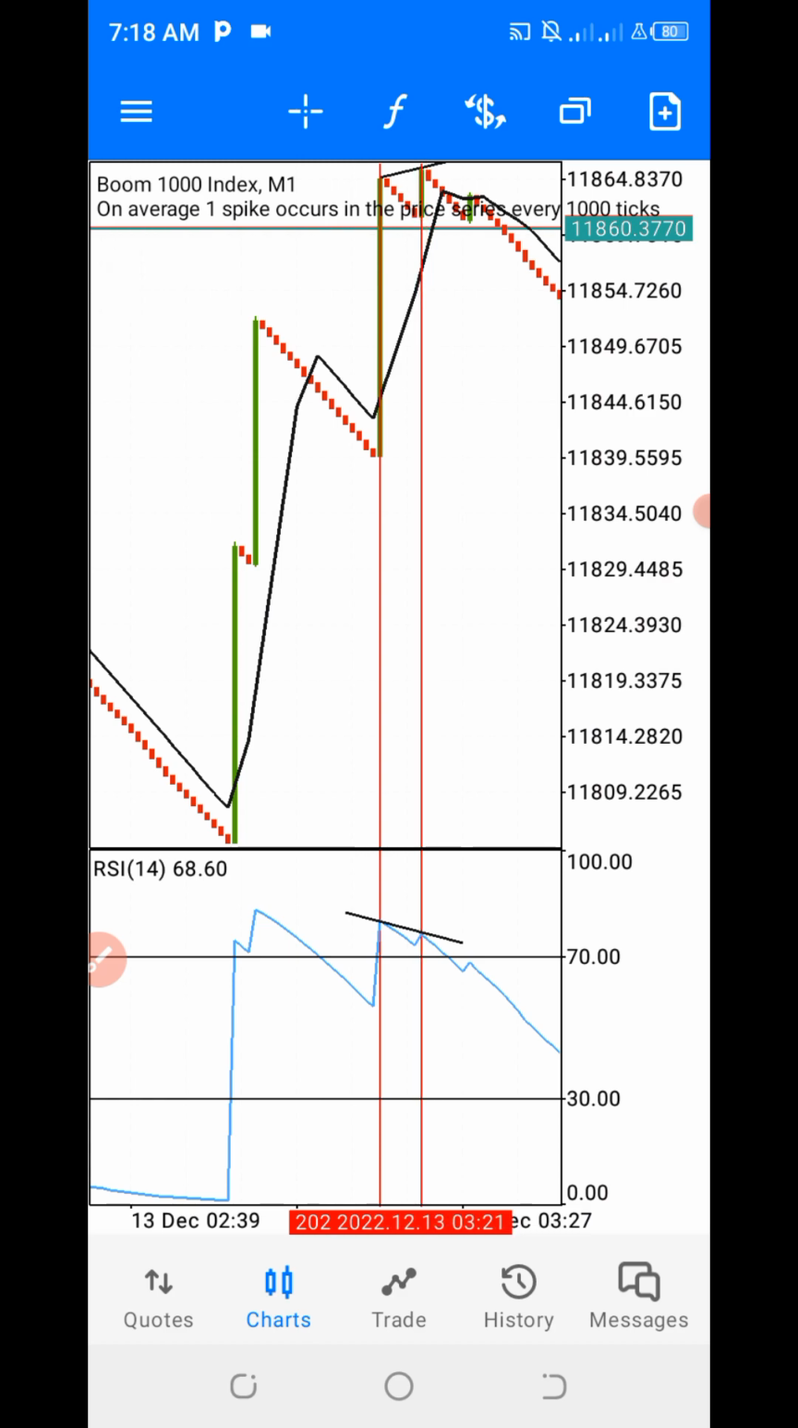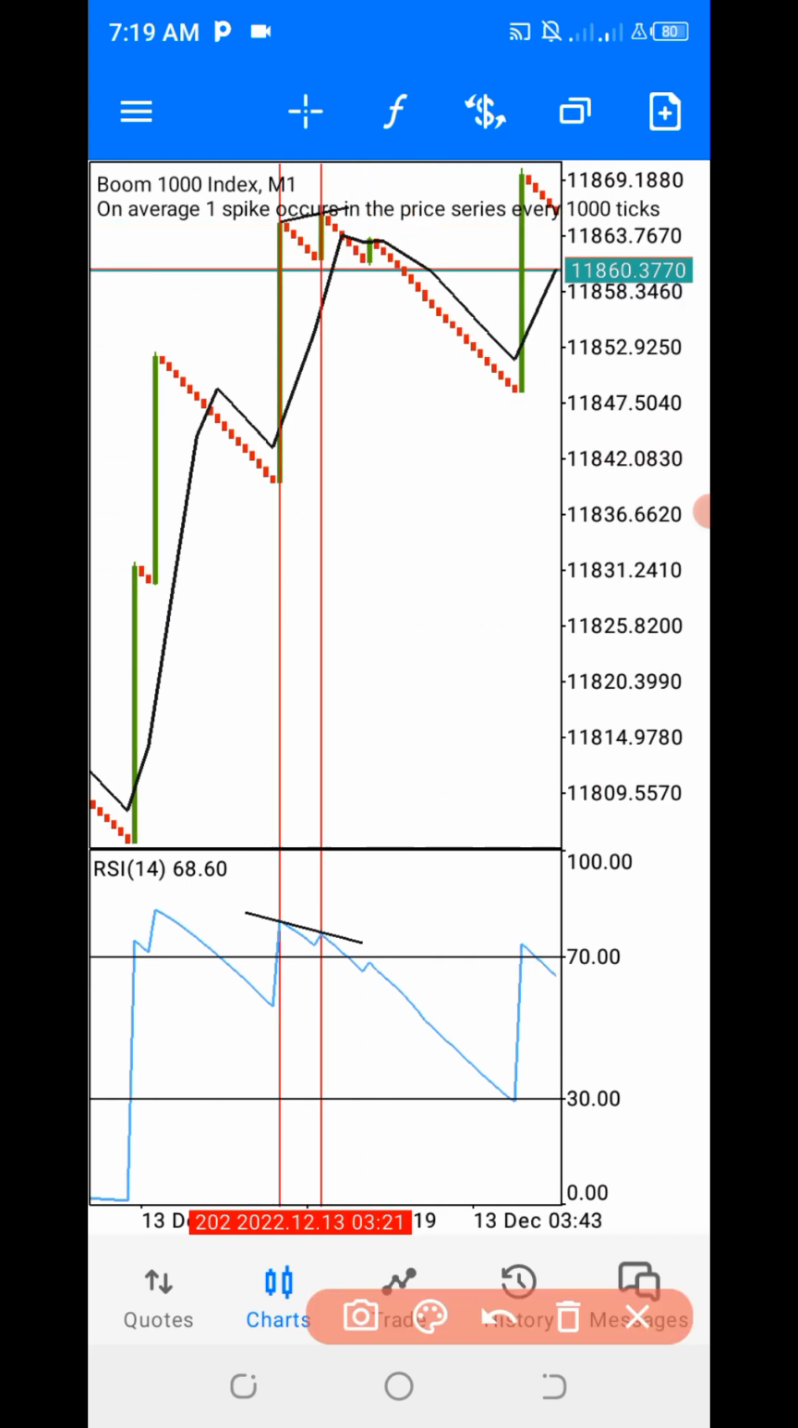So you enter after the price comes down, when the price is below this moving average, which is our moving average 10. You enter, and you take your 10 to 20 candles, and you are out. Remember, your stop loss is going to be above this swing high.